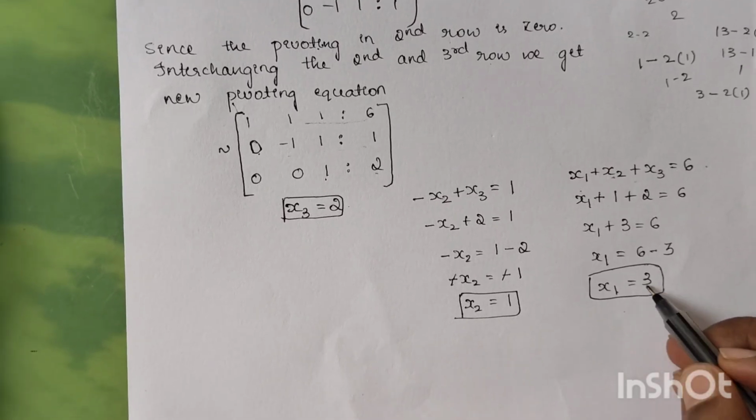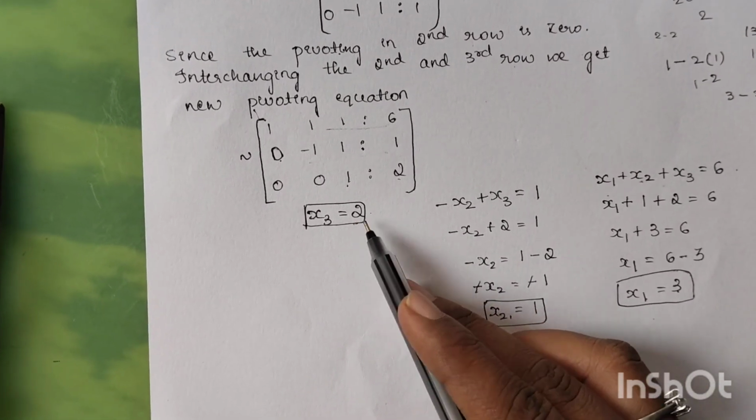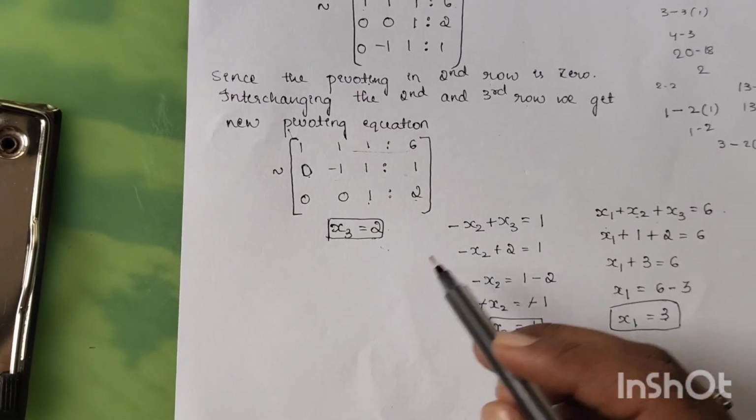So we got x1 is equal to 3, x2 is equal to 1, x3 is equal to 2. So this is the Gauss elimination method.